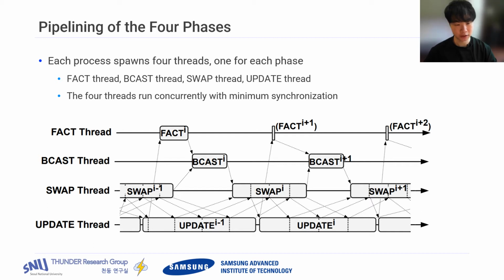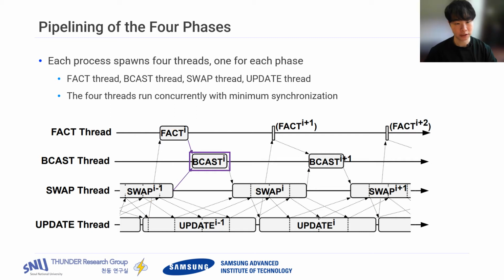In this figure, the trailing submatrix is divided into 5 chunks instead of 9 for simplicity. The fact thread waits until the update of the panel from the previous update phase finishes. Then it downloads the panel from the GPU memory to the CPU memory, performs the factorization of the panel at the CPU side, then uploads back the factorized panel to the GPU memory.